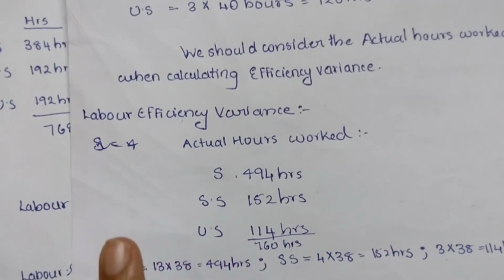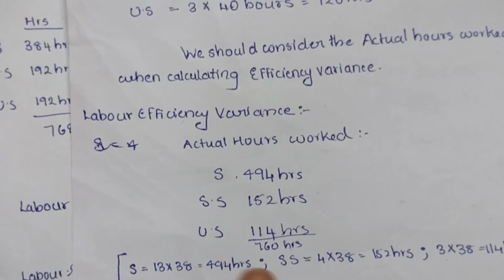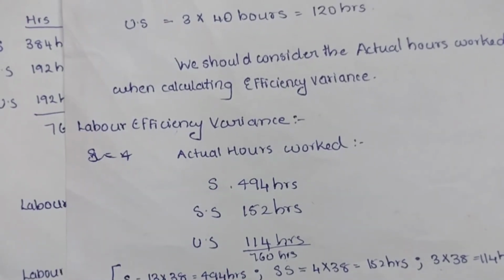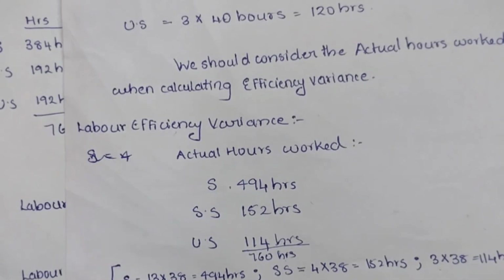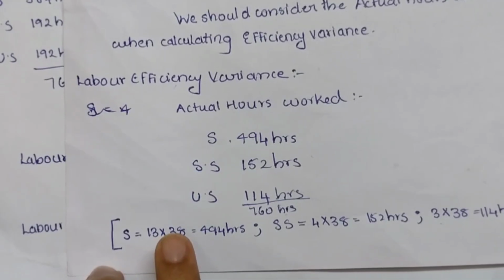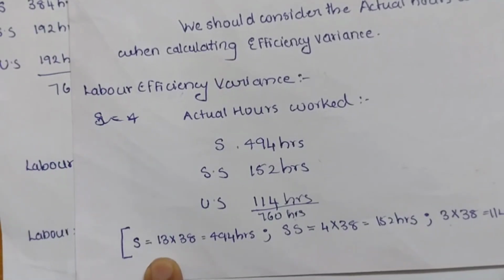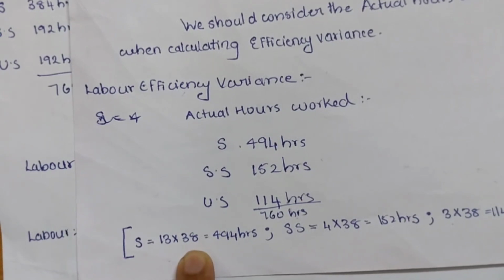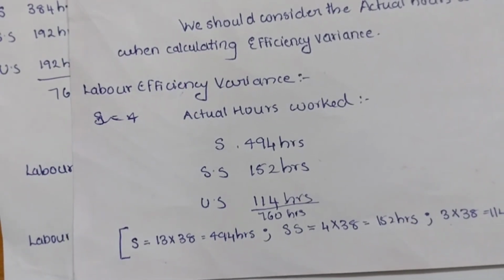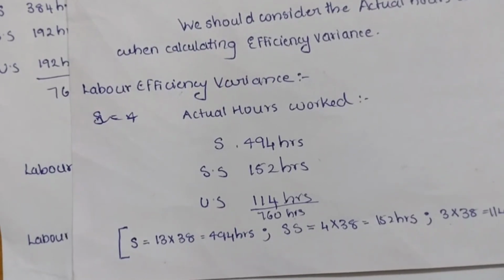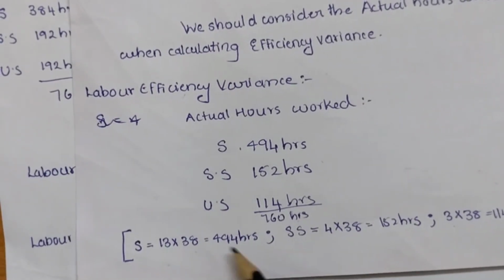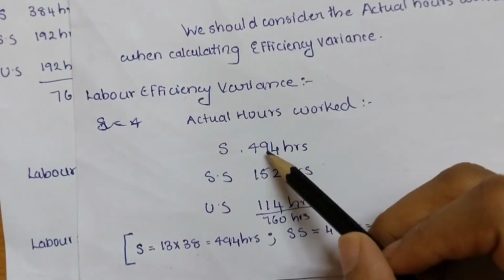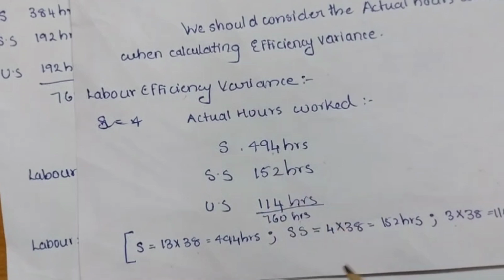Now we have to know how much is the total. That means there are a lot of employees, right? In the actual data it is 13, 4 and 3. We have to calculate the actual hours worked for the skilled labor as per the actual data. 13 is the actual number of employees in skilled labor, and we multiply it with 38 because we have to know the actual hours worked by the skilled labor. So 40 minus 2 gives 38. 38 into 13, the skilled labor worked for 494 hours. And the semi-skilled worked for 152 hours.